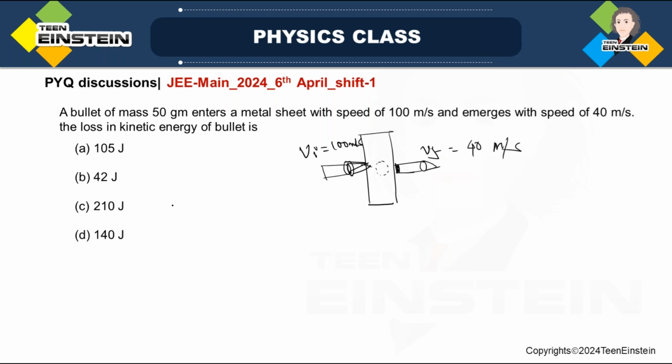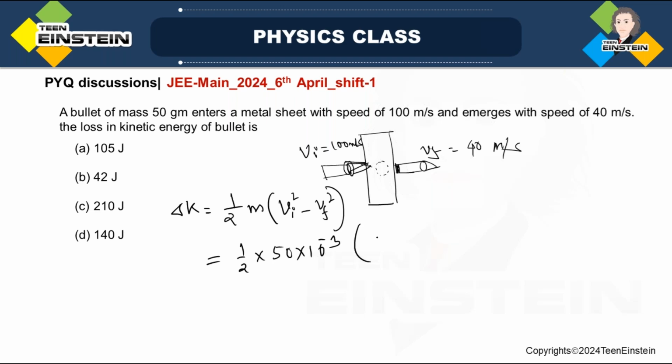Loss in kinetic energy, that is delta K, is equal to half m, taking the modulus, v initial square minus v final square. So half m is 50 into 10 to the power minus 3 kg, and this is 100 square minus 40 square.